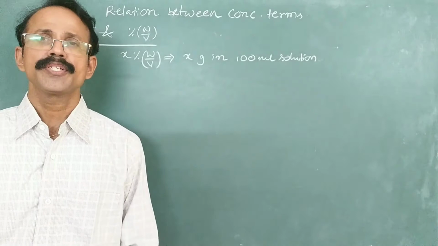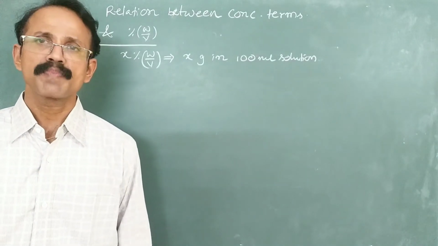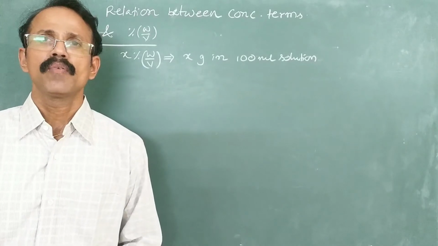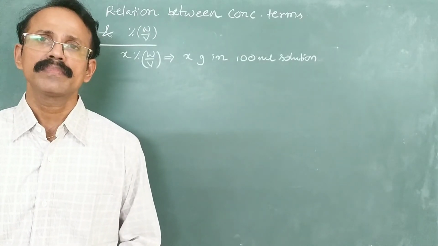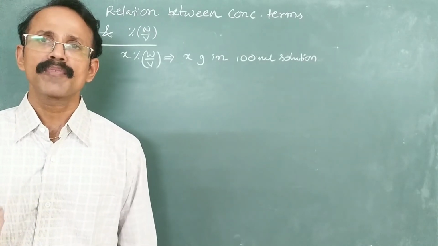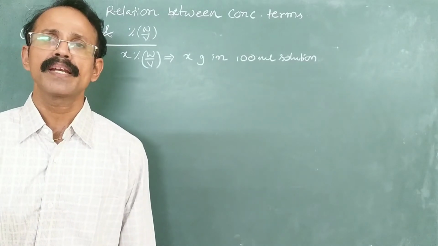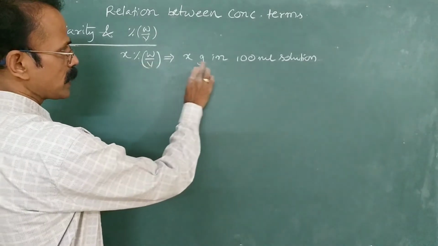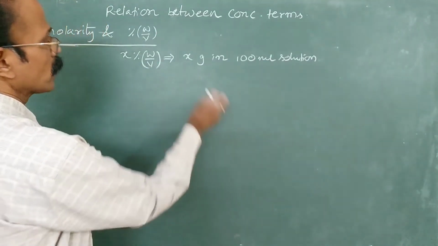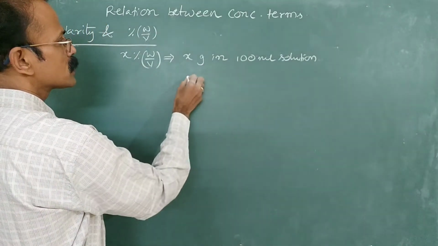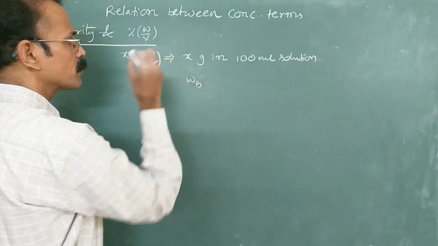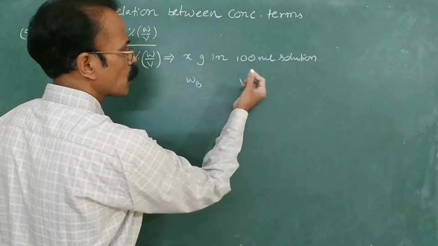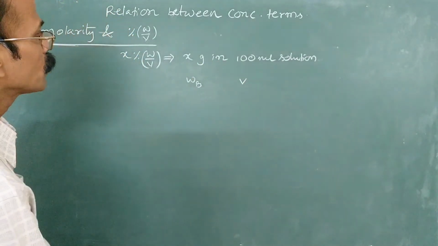Now we'll see the relationship between percentage mass by volume and molarity of the solution. What is percentage mass by volume? It is nothing but the number of grams of solute present in 100 milliliters of solution. So X percent means X grams in 100 ml solution. X grams is the mass of solute, and 100 milliliter solution is the volume of the solution.